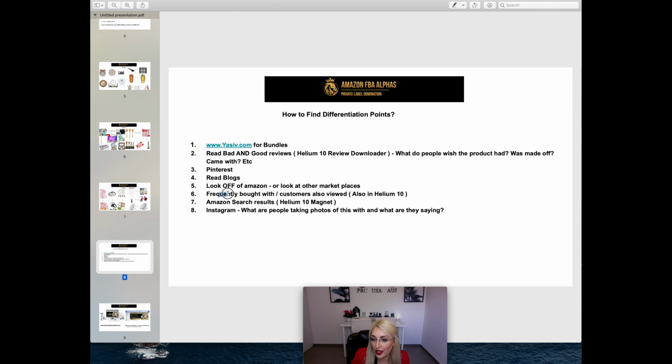Frequently bought with, okay, obviously I'm going to show this. It's one of the best ways to find bundles for Amazon. Amazon search results: you can do this on Amazon or you can do this on Helium 10 using Magnet. I'm going to show you guys this as well. And Instagram, what are people taking photos of with this product? What are people saying about this product?